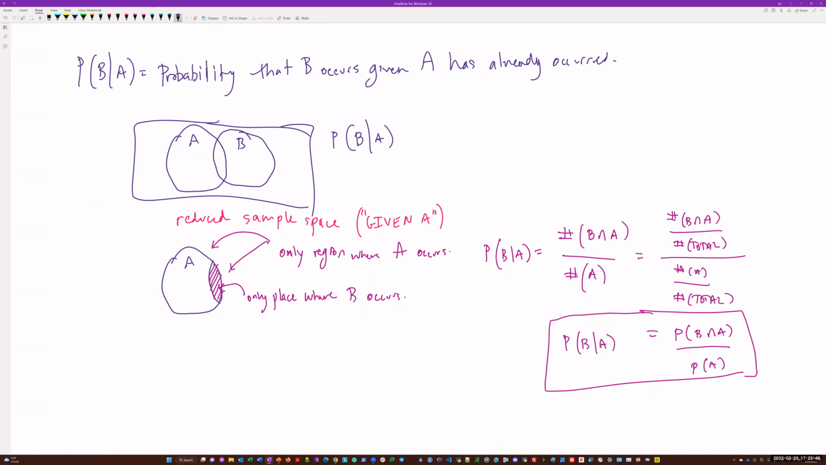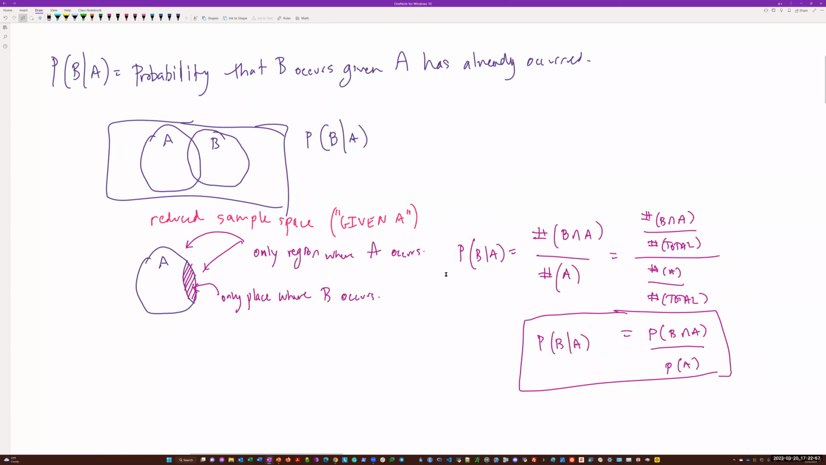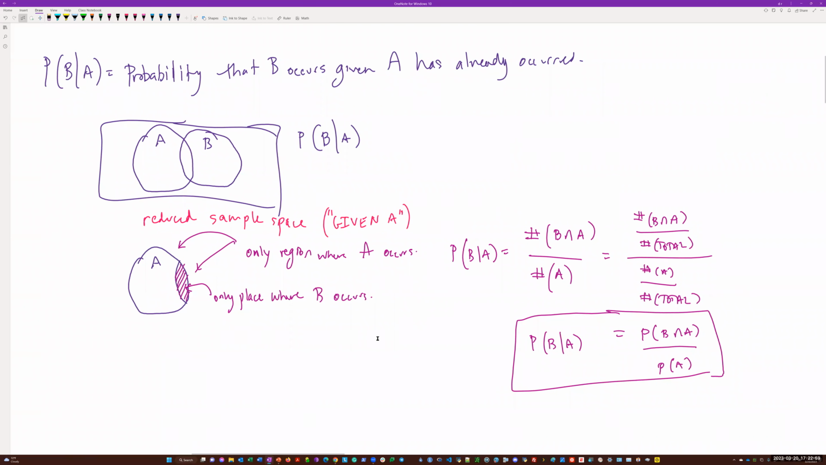Or you could just say count the number of things in all of A and then count the number of things in here and divide. Does that make sense? It'll make a little more sense when we do some more questions, but I think this should make sense. Question?